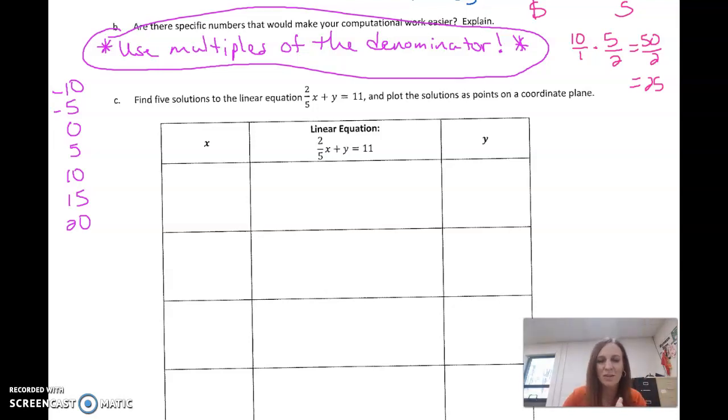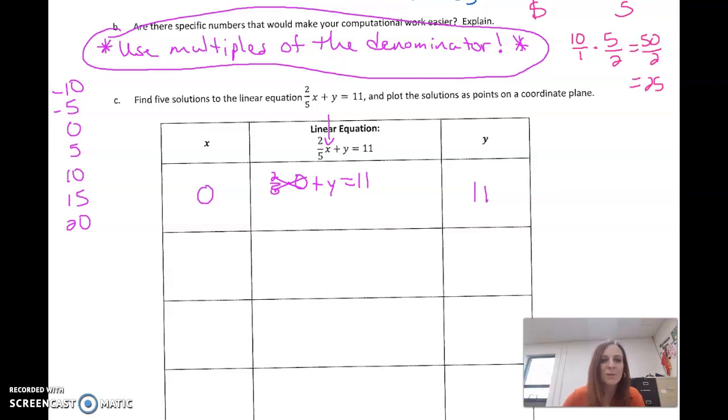So I'm going to start with 0 first because we always should have 0. This is x, right? Because we want to put it into the one that's not by itself. And I'm going to go 2/5 times 0 plus y equals 11. Well, anything times 0 is 0. So we know that's 11.